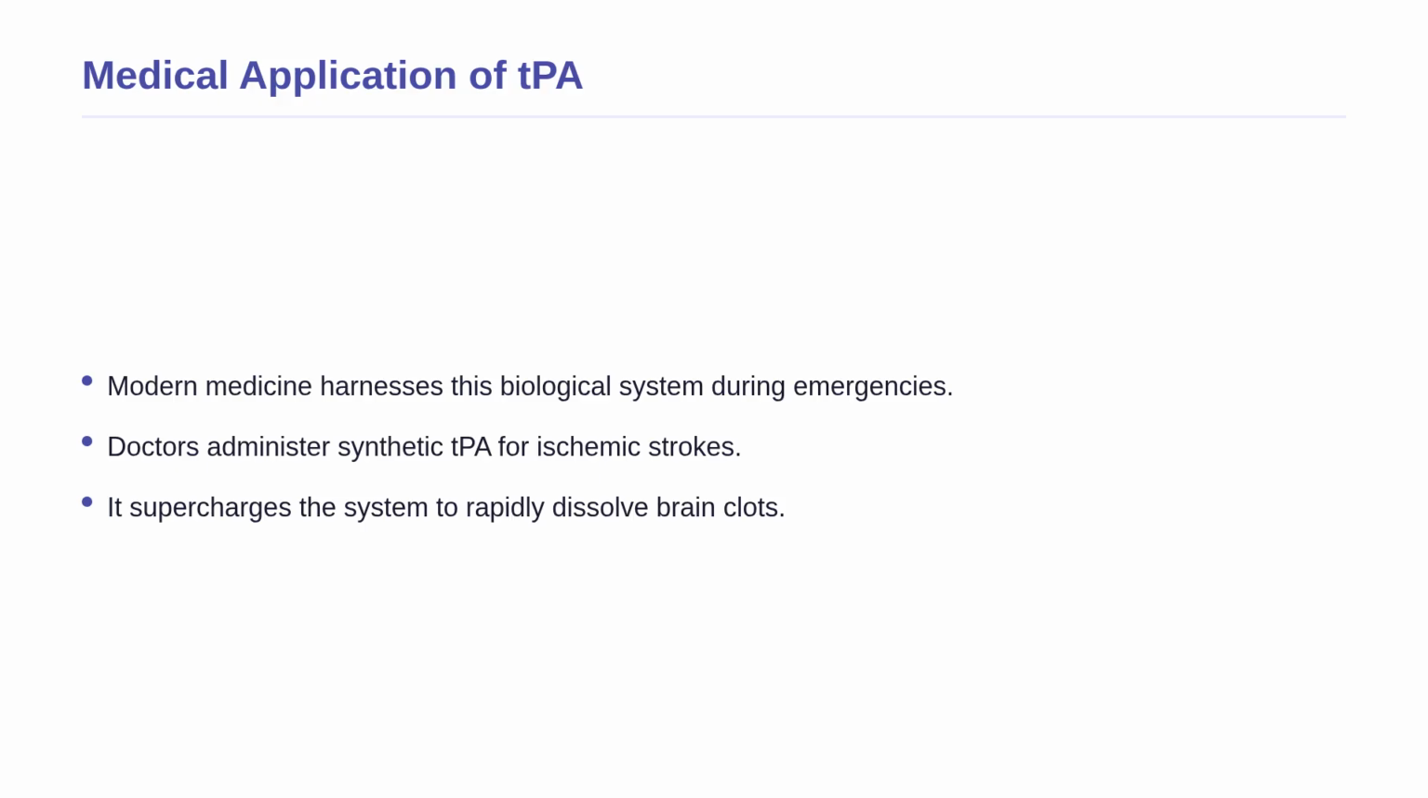Understanding this natural defense mechanism leads us directly to one of the most powerful tools in modern medicine. We actually harness the power of this exact biological system to save lives during critical emergencies. For example, when a patient arrives at the hospital with an ischemic stroke caused by a clot in the brain, doctors administer synthetic TPA as a clot-busting drug. This medication artificially supercharges the patient's own fibrinolytic system, rapidly dissolving the clot and restoring oxygen to the starving brain tissue before permanent damage occurs.